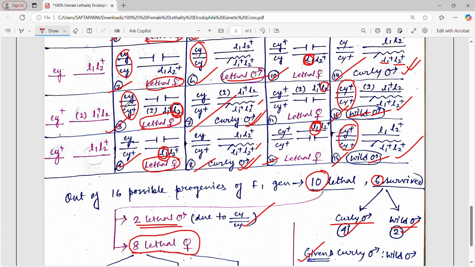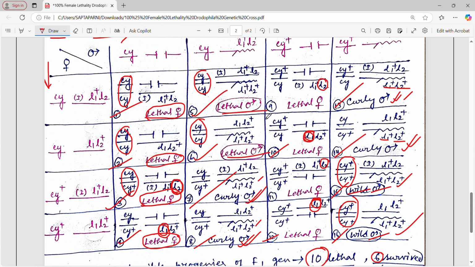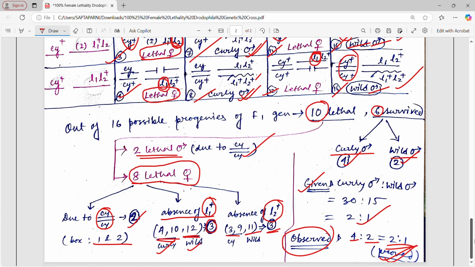In box number 9, this female is also dead due to absence of L2 plus, and if it survived, it could be a curly female. And in box number 11, this is also dead due to absence of L2 plus, but if it survived, it could be a wild female. So in box number 3, 9 and 11, these progenies are dead due to absence of L2 plus, but if they survived, the progenies of box number 3 and 9 could be curly females, and the progeny of box number 11 could be a wild female.